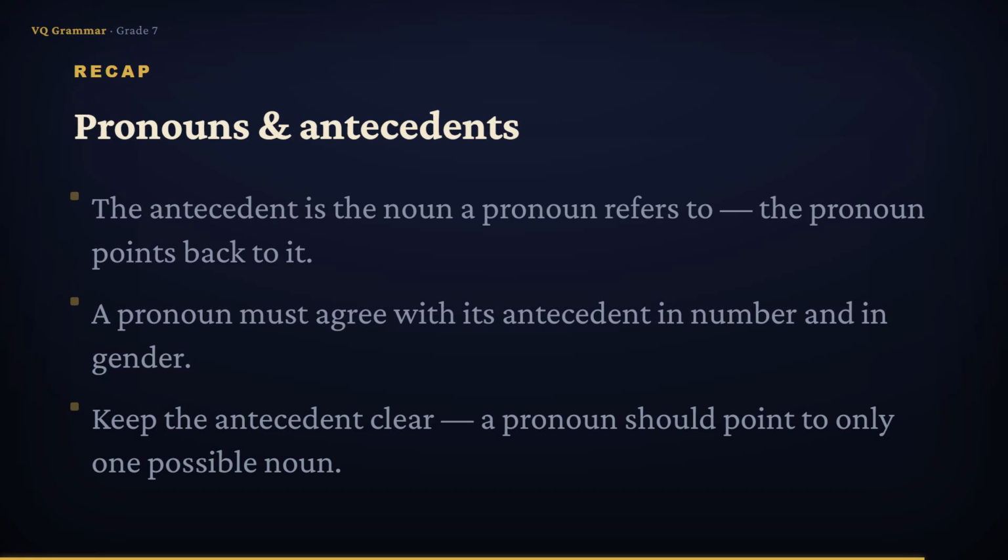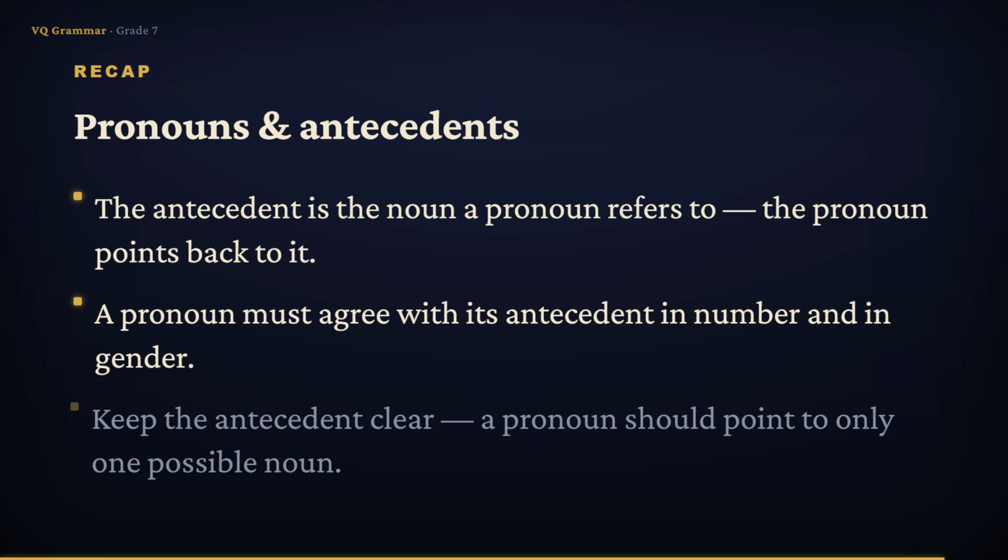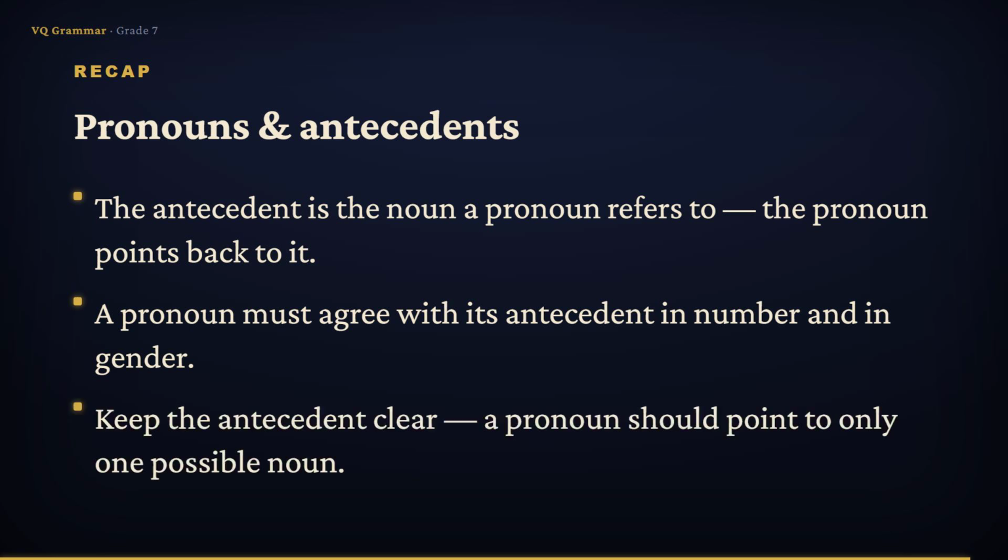Let's gather up what we learned. The antecedent is the noun that a pronoun refers to, and the pronoun always points back to it. A pronoun must agree with its antecedent in two ways: in number, one-to-one and many-to-many, and in gender, matching he, she, or it. And the antecedent must stay clear, so a pronoun points to only one possible noun, never leaving your reader to guess. Find the pronoun, find its antecedent, and make them match.